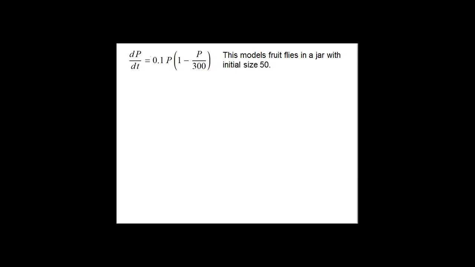Here we have a logistics differential equation. We can solve this by separating variables. We don't see t listed here. We can get the p's on this side, and actually we are going to leave this here because we want to keep the left-hand side as simple as we can get it. So we have dp over p times 1 minus p over 300 equals 0.1 dt.